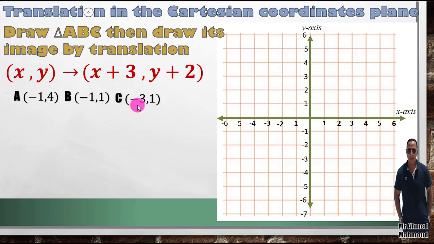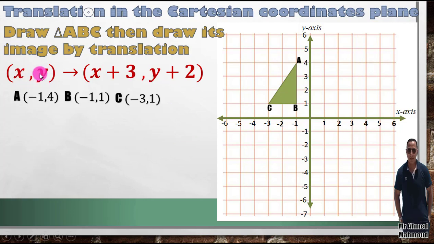First I'm going to draw the points: A (-1, 4) here in this position, point B (-1, 1), and the point C (-3, 1) here. So I'm going to connect the 3 points like this to get triangle ABC. This is the first step.